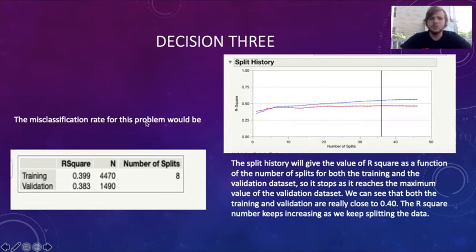The misclassification rate for my decision tree is 0.39 for my training and 0.38 for my validation. The split history, as mentioned, will give the value of R squared as a function of the number of splits for both the training and the validation. So basically, the split history stops as it reaches the maximum value of the validation data set. We can see that both the training and the validation are close to 0.40, and the R square number keeps increasing as we keep splitting the data.